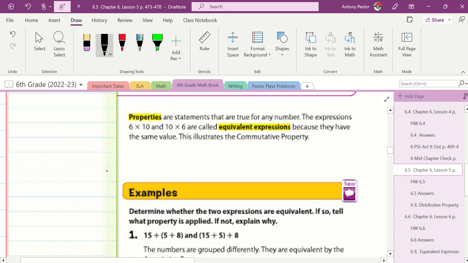Properties are statements that are true for any number. The expressions 6 times 10 and 10 times 6 are called equivalent expressions because they have the same value. This illustrates the commutative property. So any expression that basically equals the exact same thing are going to be equivalent expressions, meaning they equal each other. They are the same.